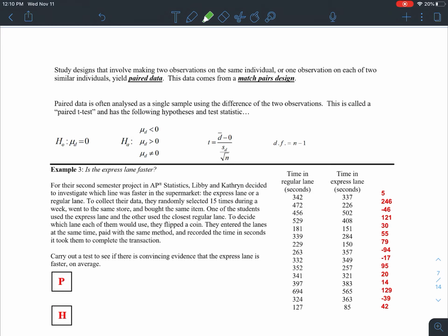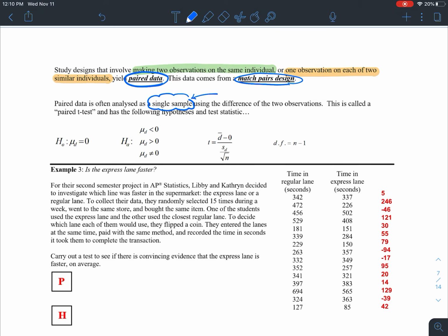Anytime you have a study design and you're making either two observations on the exact same individual, or one observation on each of two similar individuals, we call that paired data. It essentially comes from that matched pairs design that I was referencing. Now, paired data is usually analyzed as a single sample.